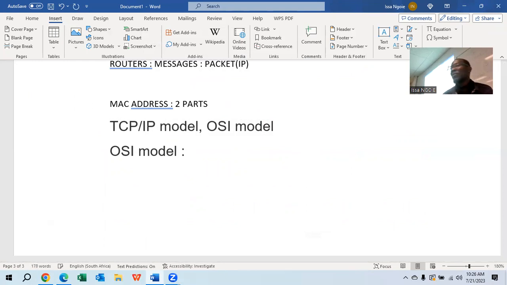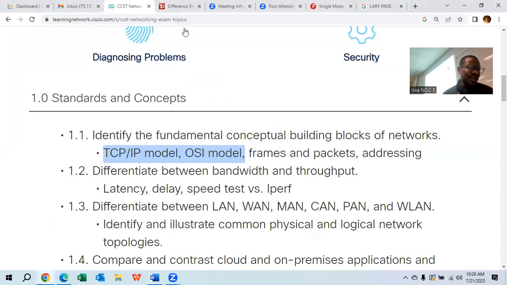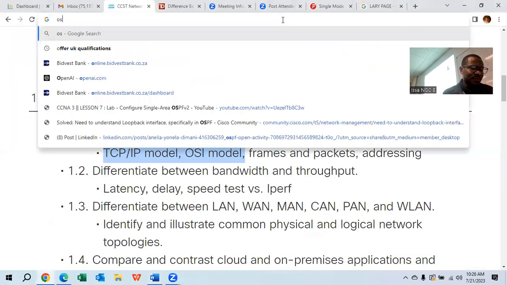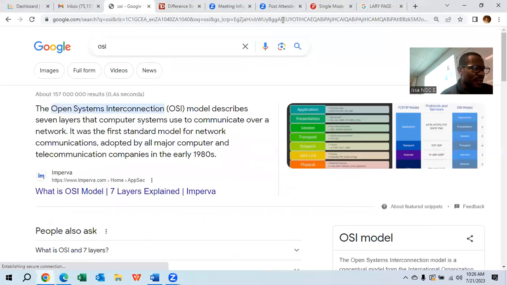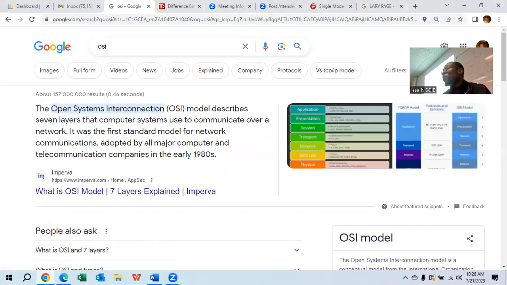From your brain, right? This OSI model, the O means open, S means standard... let me check, I can be wrong. Open systems interconnection. Yeah, open systems interconnection.